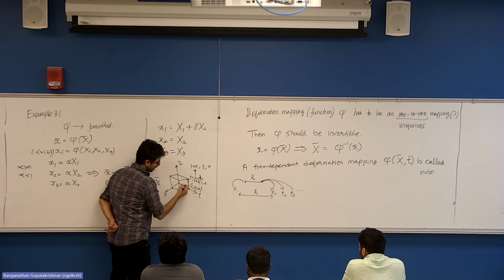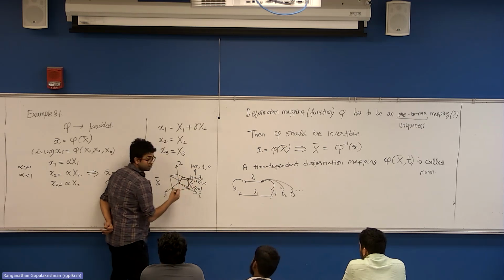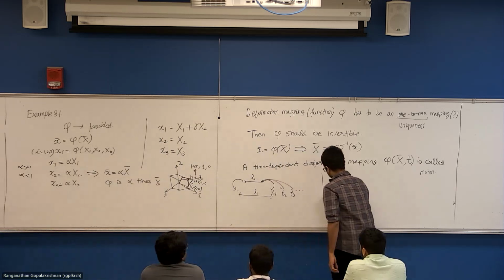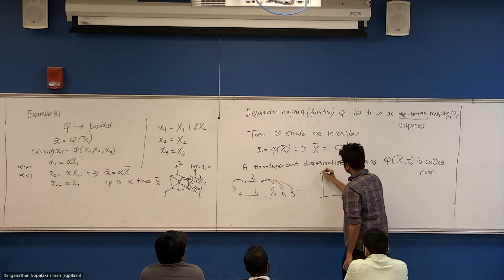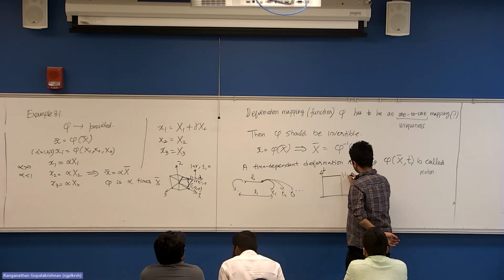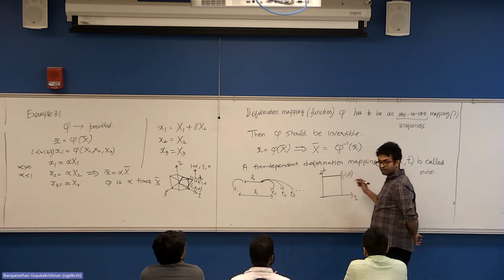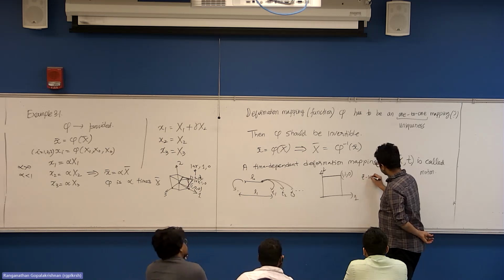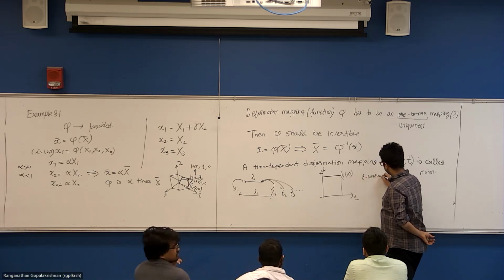So this face alone that I'm drawing is going to become a parallelogram. Hope I'm drawing this right. So this is axis 1, this is axis 2. In the initial configuration, you have 1, 1, 0. I'm not drawing the whole cube, I'm drawing the plane. The z coordinate is 0.